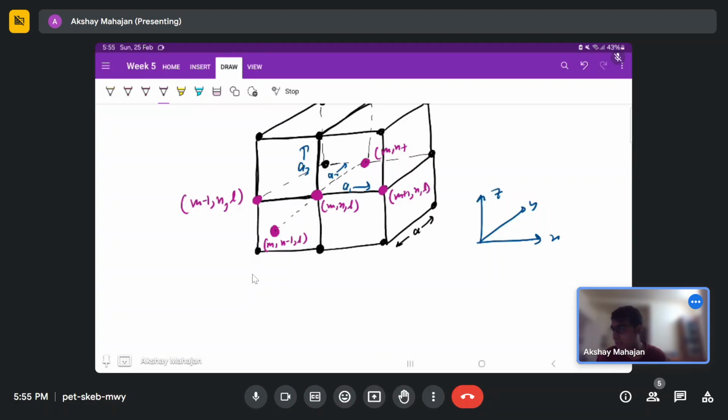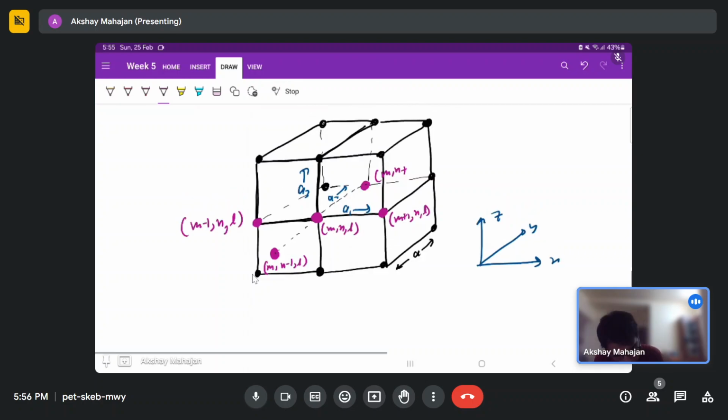Alright, so it will be m, n plus 1, l. Similarly, this one will be m, n, l plus 1. We have to go along A3 and then along minus A3, so there will be m, n, l minus 1. So these are going to be our 6 nearest neighbors, and these are the coordinates of those 6 nearest neighbors in terms of the lattice parameters.